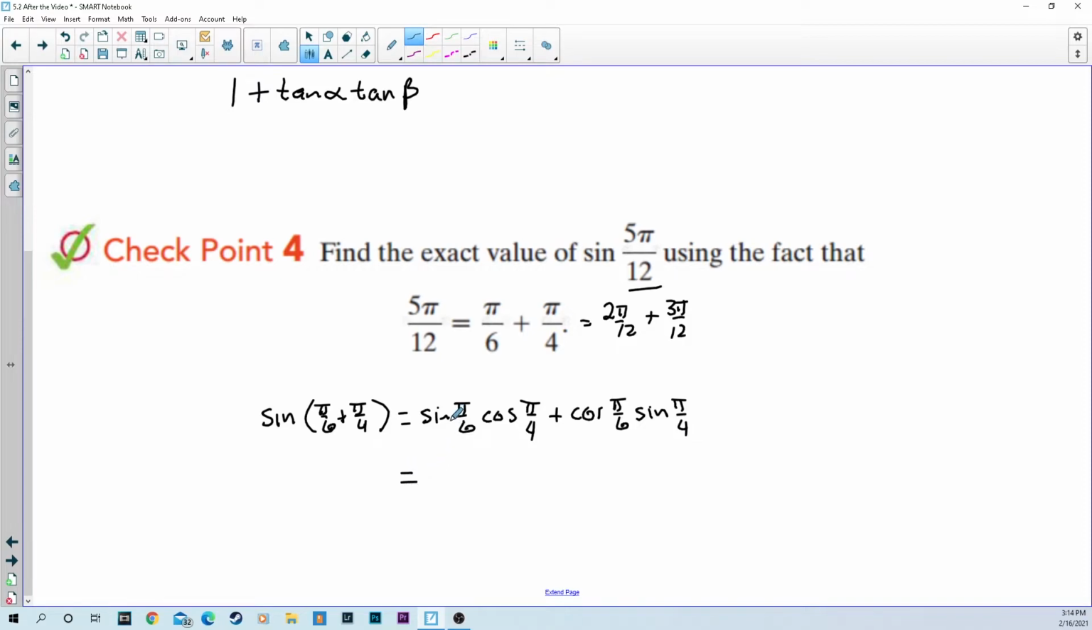Now the sine of pi over 6 is 1/2. Cosine of pi over 4 is square root of 2 over 2. Plus the cosine of pi over 6 is square root of 3 over 2. And sine of pi over 4 is square root of 2 over 2. On top here we have square root of 2 over 4. Here we have plus square root of 6 over 4. So that's all over 4.